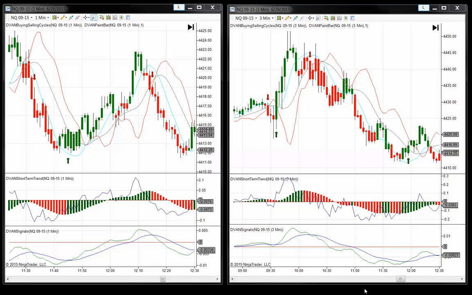Today we're looking at a few charts on the Nasdaq futures contract from yesterday, June 29th. We're starting to see a lot more volatility in the market, uncharacteristically for the summer, but a lot of the global events are causing this.